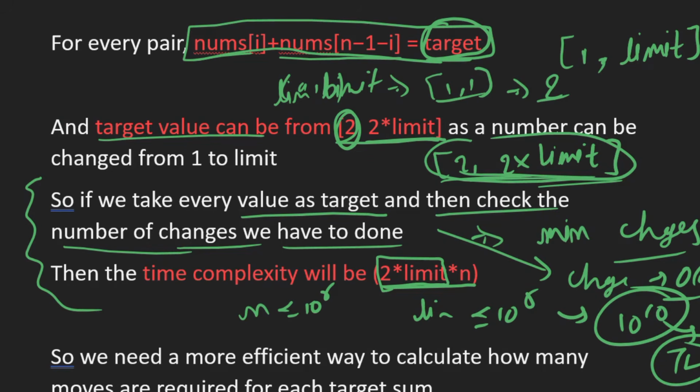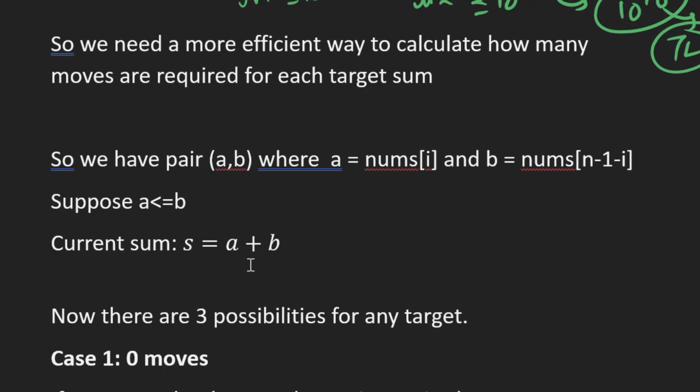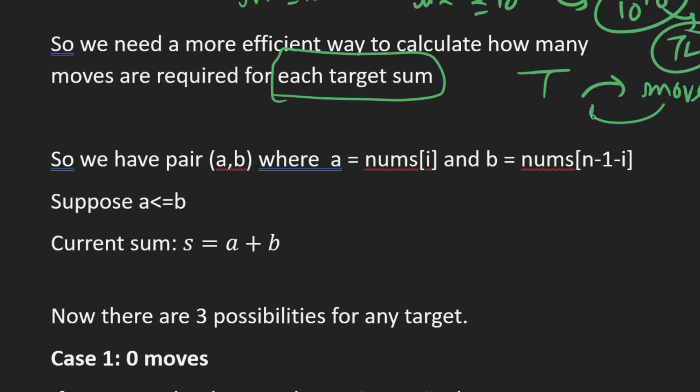So basically we need a more efficient way to calculate how many moves we require for each target sum, right? Earlier what we were doing is we were taking a target, and then we were finding moves for that target, right? But that will take n into limit time, so we have to somehow optimize it. So let's see how we can optimize it.